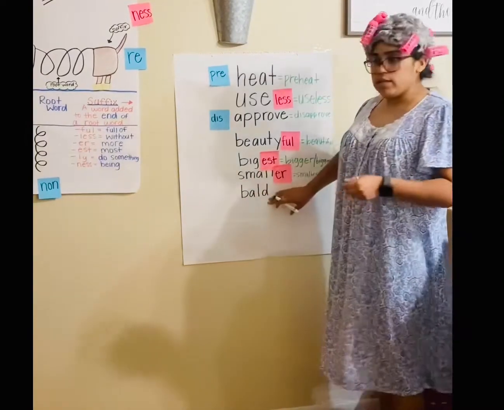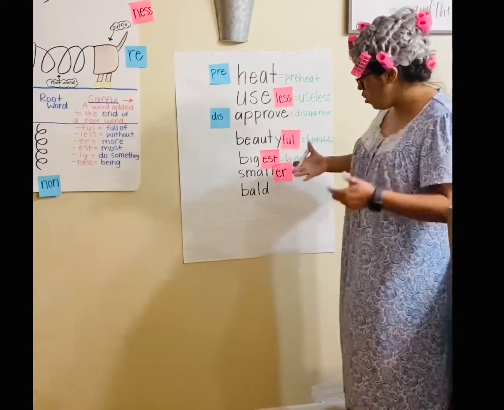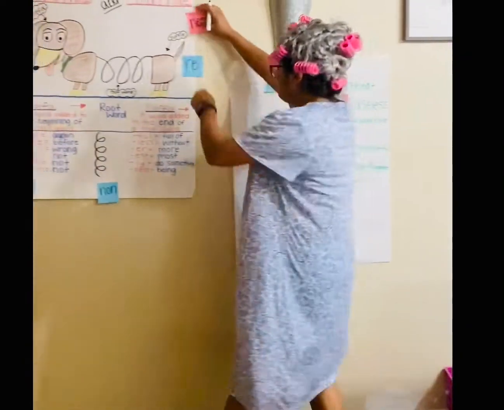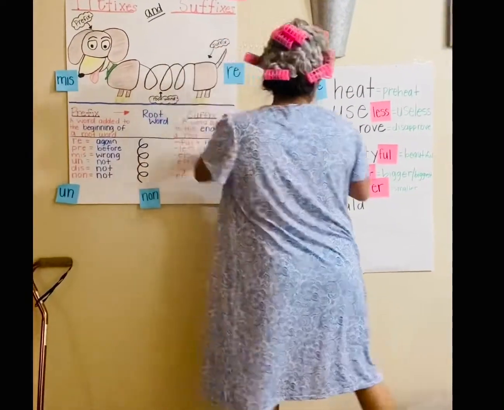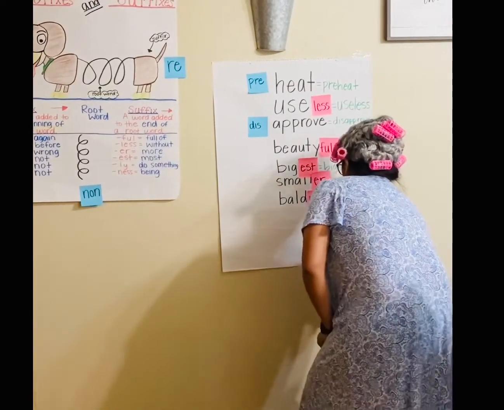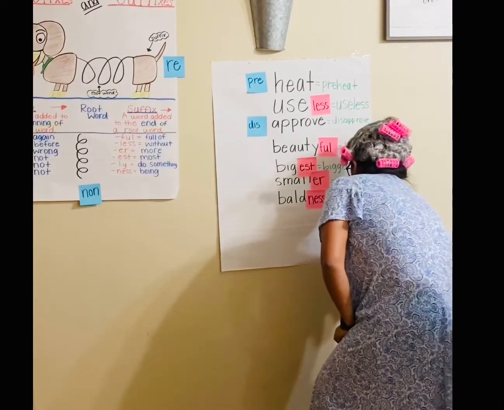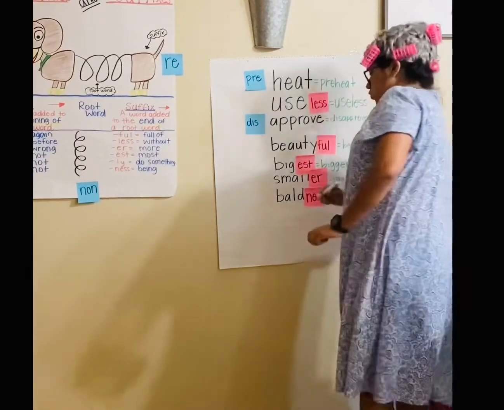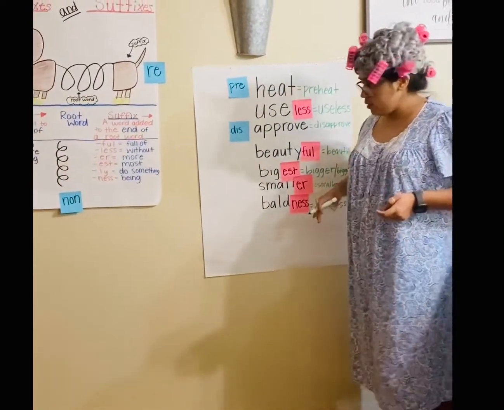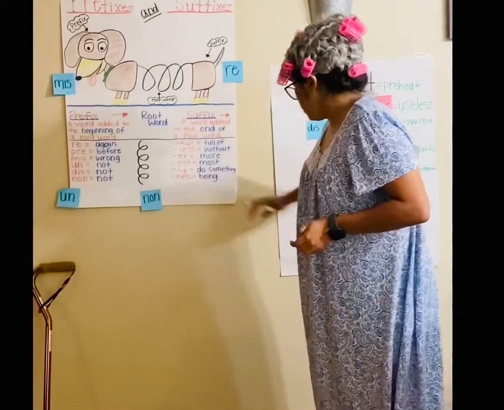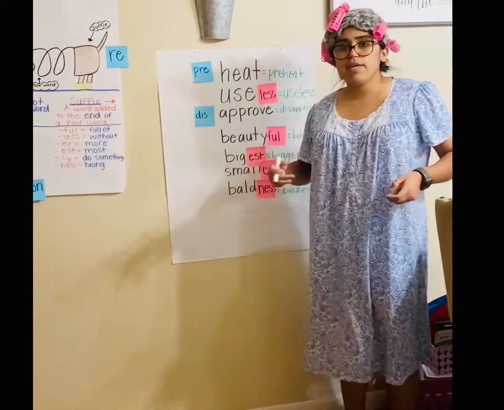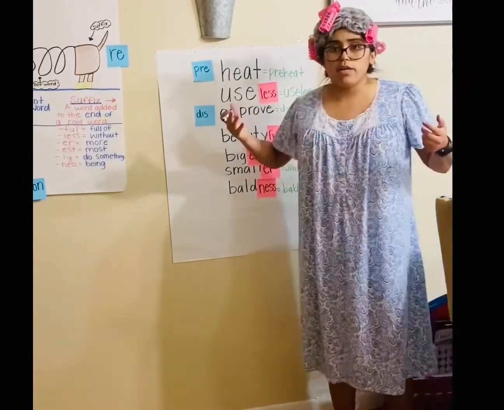Now bald. Which prefix or suffix can we add to bald? Ness. Baldness. That's our new word. Let's see what ness means so we see the new meaning of baldness. Being. Our new meaning of baldness would be the state of being bald.